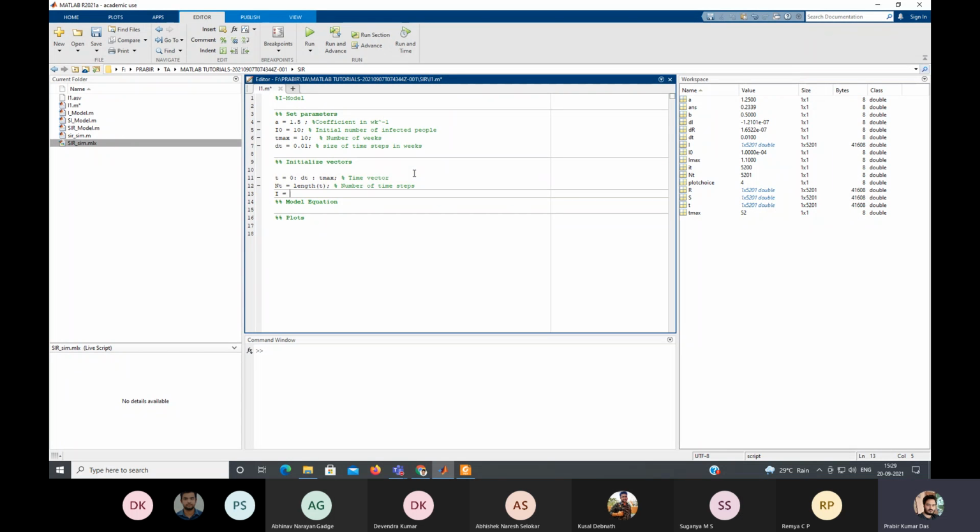Then we will initialize our I vector. So we will create a 0 vector first. So initialize our vector as 0, the same size as our time step.